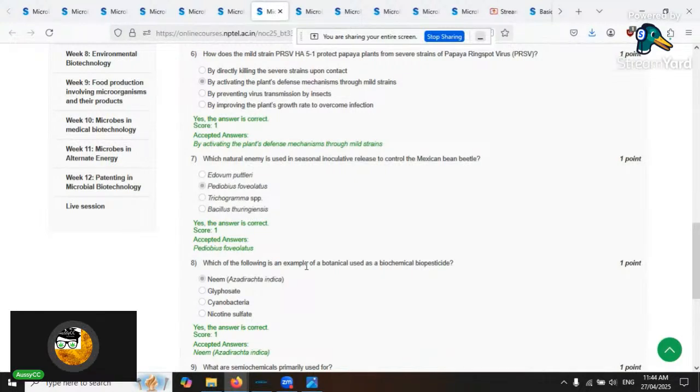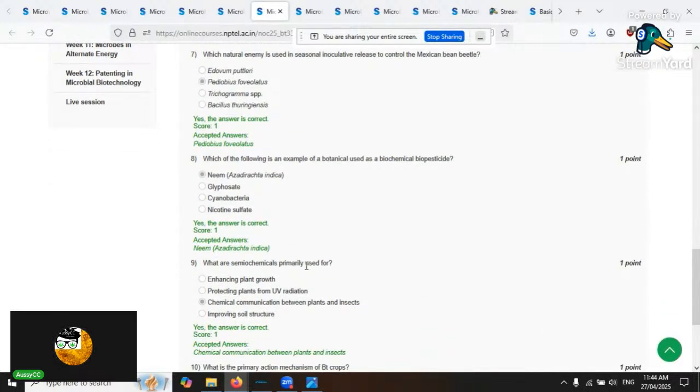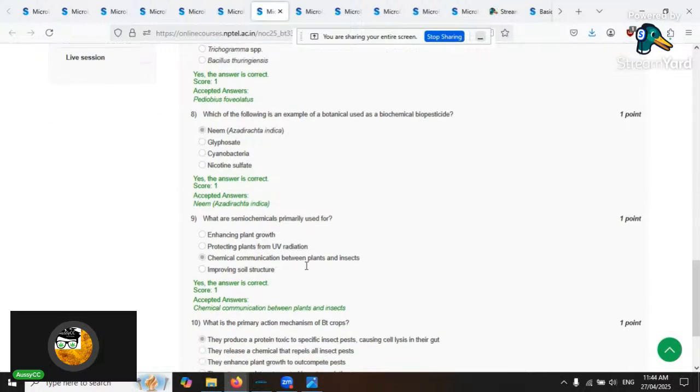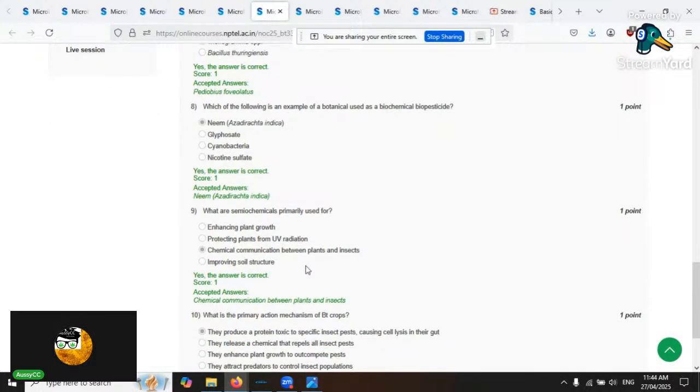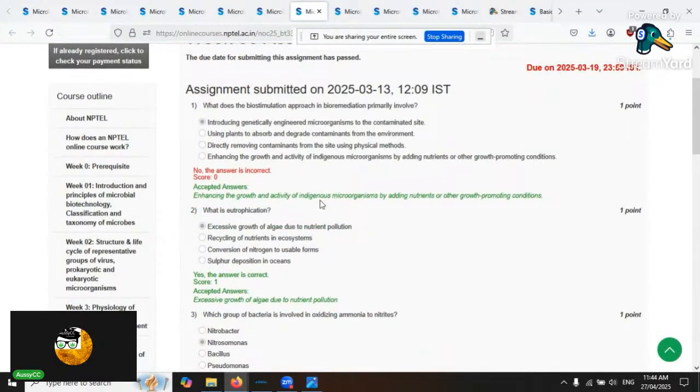What are semiochemicals primarily used for? To communicate between plants and insects. What's the primary mechanism of Bt crops? They produce a protein that causes cell lysis of the grubs. You can read all this.